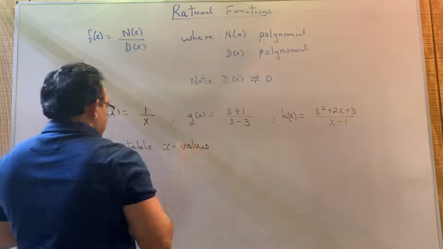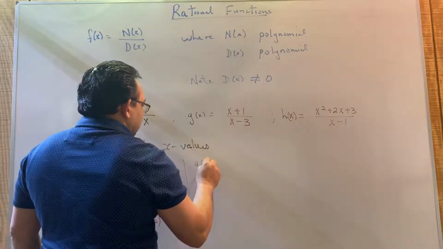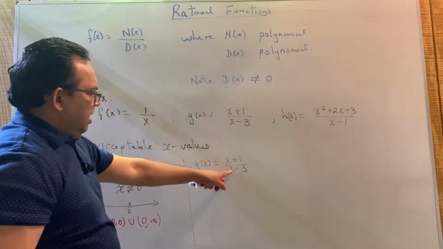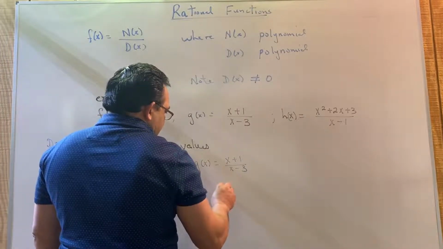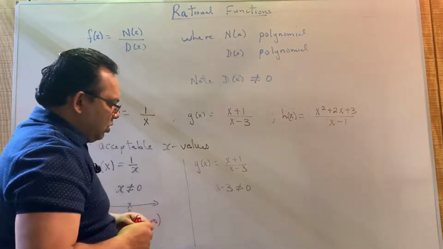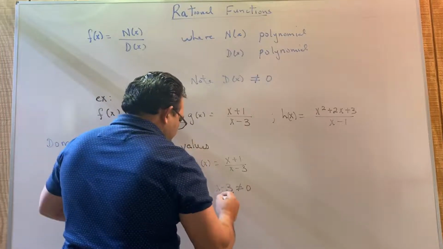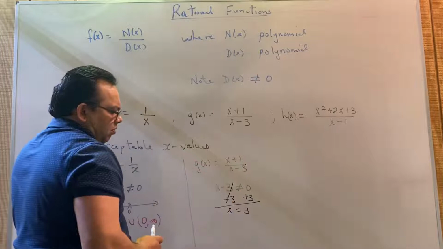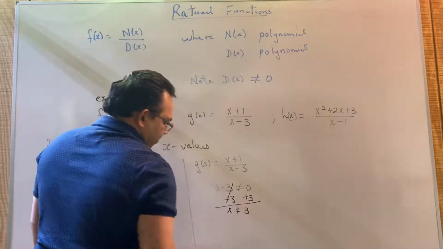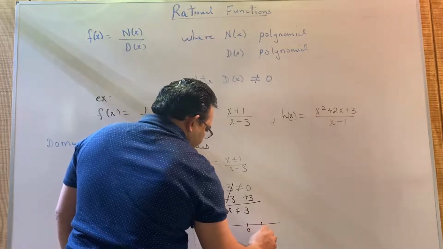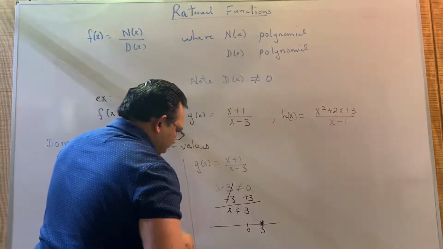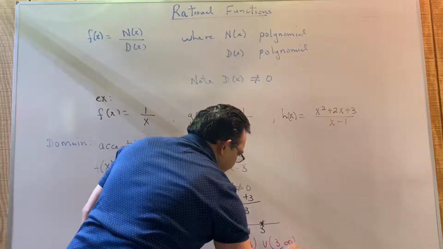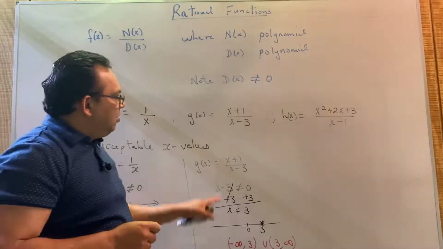Now, if we look at g of x is equal to x plus 1 over x minus 3, one of the things we do is take the denominator and set it not equal to 0. So x minus 3 cannot be equal to 0. Now we solve for x: we add 3 to both sides, and x cannot be equal to 3. You probably could have seen that 3 minus 3 gives 0, so obviously x cannot be 3. Now, if once again we look at the number line, here is 0 and here is 3. If we take out 3, what do we have left? This portion of the line on the left gives negative infinity to 3, union with from 3 to infinity. That is our domain, the acceptable values for g of x.